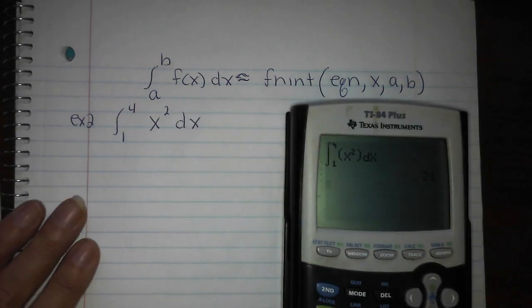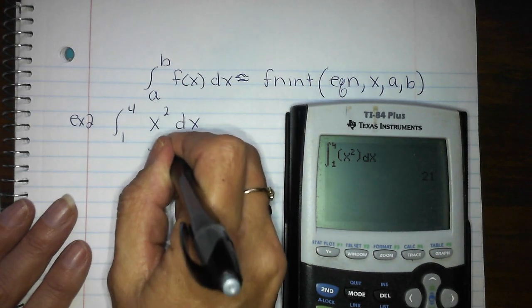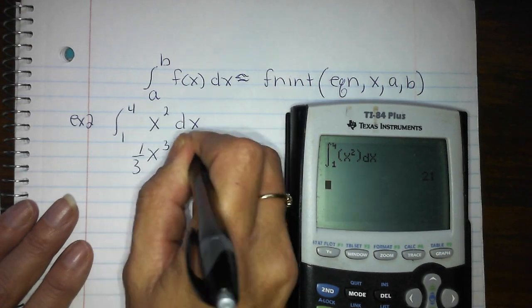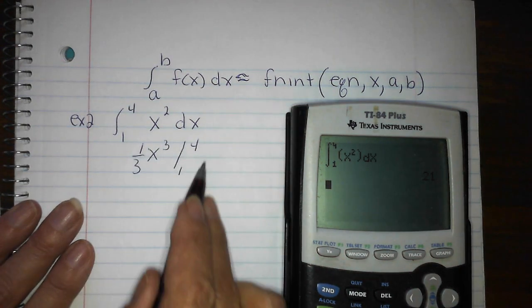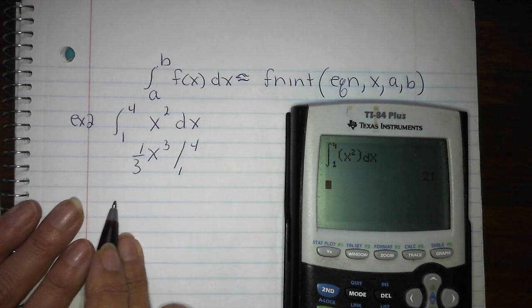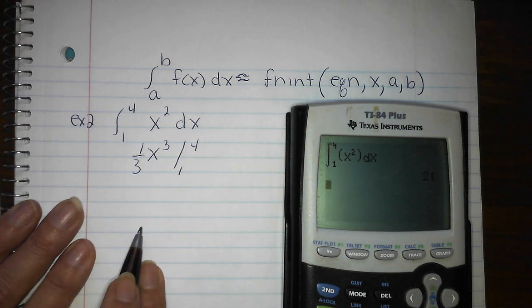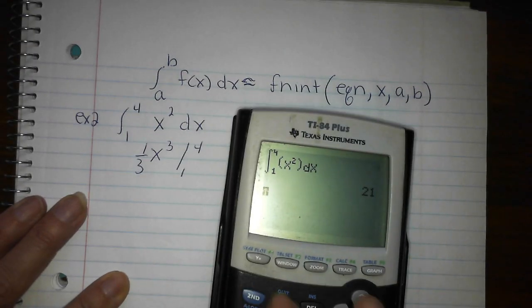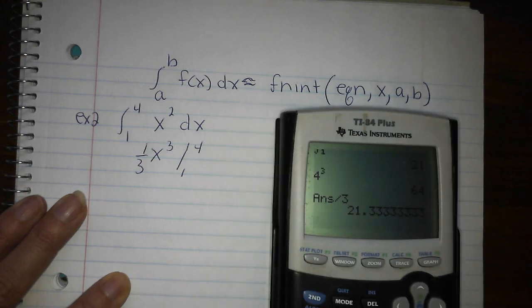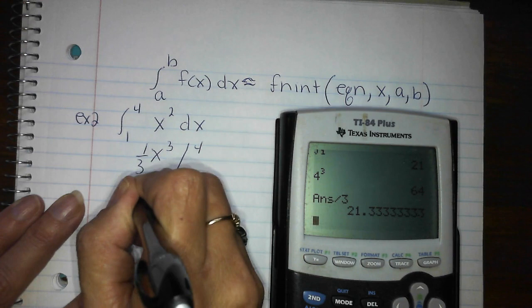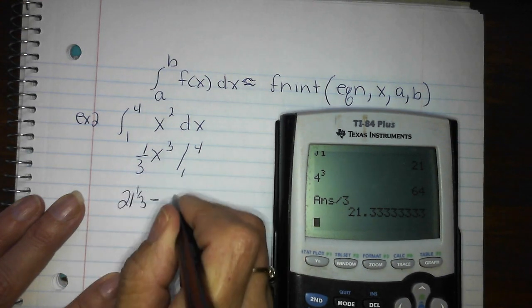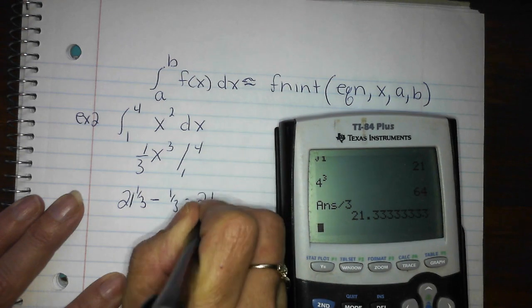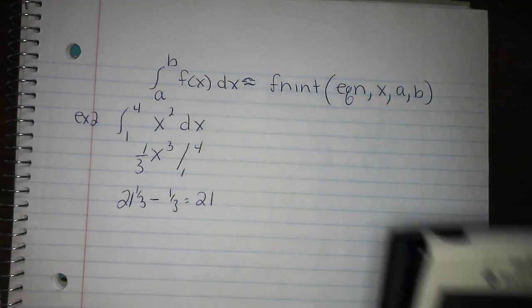We would have gotten that just like if I did x to the third times 1/3, from 1 to 4. On a test, I'm going to want to see all of this. I want to see what you get when you plug in a 4, what you get when you plug in a 1, and then your final answer. So, we got 21 with the calculator. Let's see what we get. 4 cubed divided by 3 is 21 1/3. 21 1/3 minus 1/3 gives us our 21. So as a check, you can use function integrate.